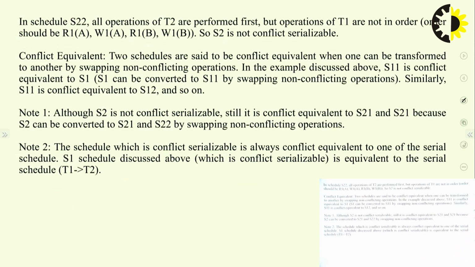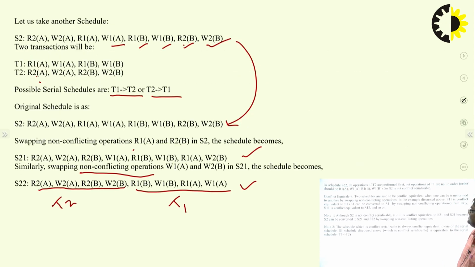In schedule S22, all operations of T2 are performed first, but operations of T1 are not in order. The order should be R1A, W1A, R1B, W1B. So S2 is not conflict serializable.